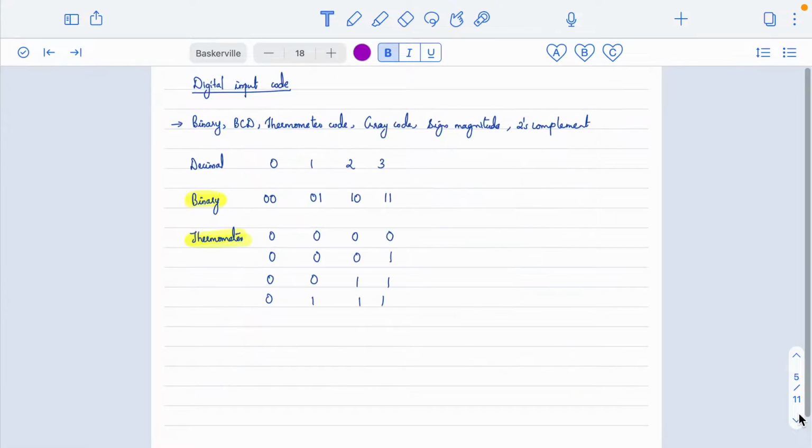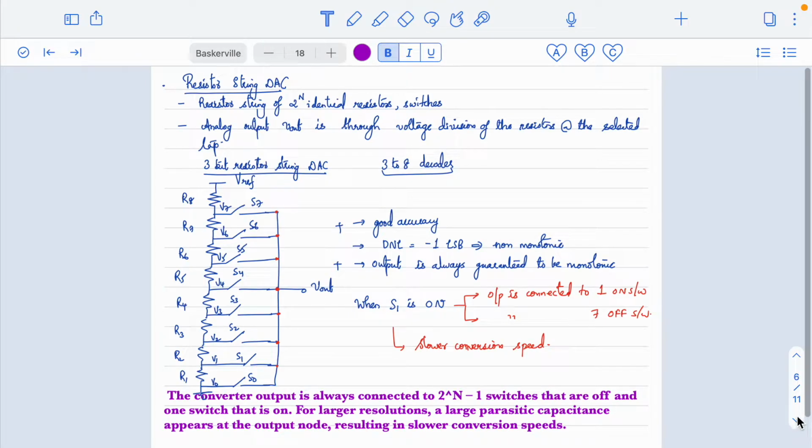We also mentioned that the digital input code need not always be in a binary format. There are different formats through which we can present the input digital code and thereby convert the data from digital to analog. And then we started off with the simple and very basic digital to analog converter, which is a resistor string DAC. There we saw that we use around 2 to the power of n identical resistors and switches, and the output will be tied like this, what you are seeing on the screen.